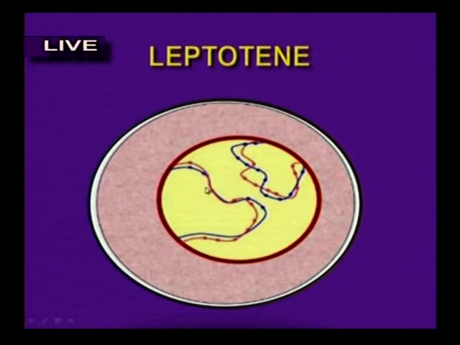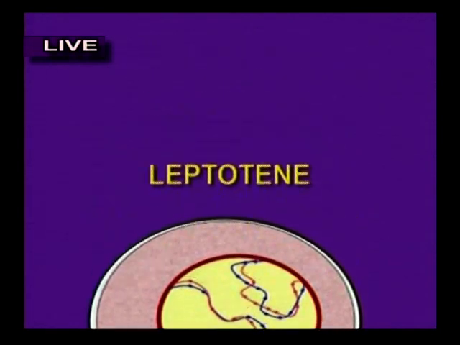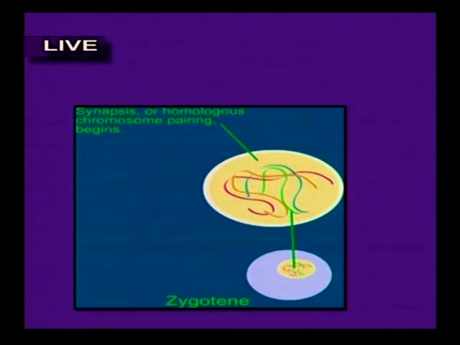These are called beads on a string, because it looks like beads on a string. In leptotene, chromosomes are condensing, but the sister chromatids are still tightly bound. It is a very short duration. So this is leptotene, and the next one is zygotene.